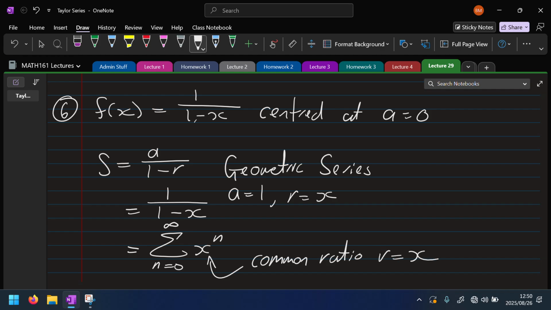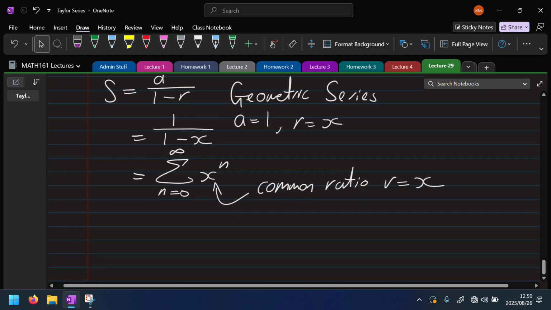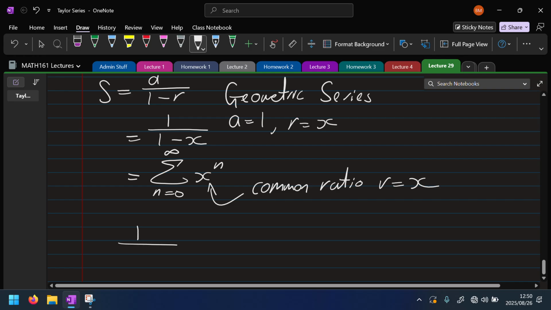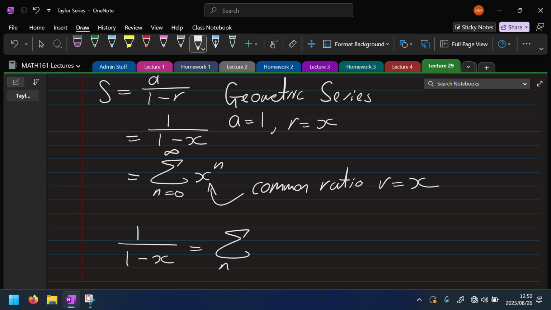Yeah, so we didn't have to do any work. We know the sum of a geometric series, and that is in fact the Taylor series for this function. So 1 over 1 minus x is equal to the sum, n goes from 0 to infinity, of x to the n. So we did this just by noticing that it's a geometric series.